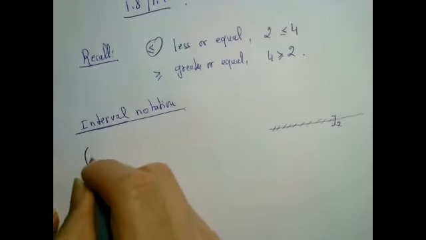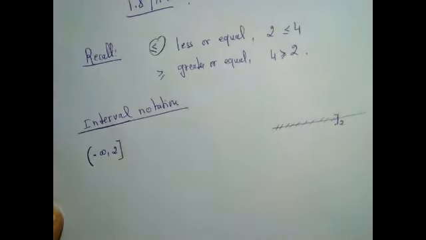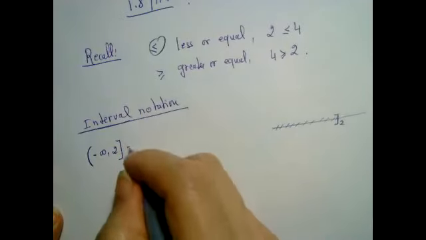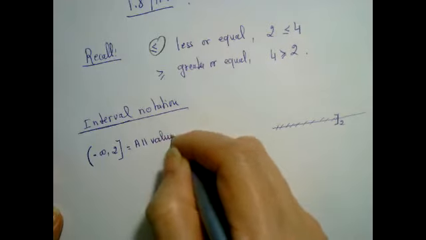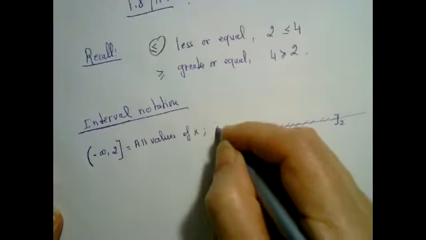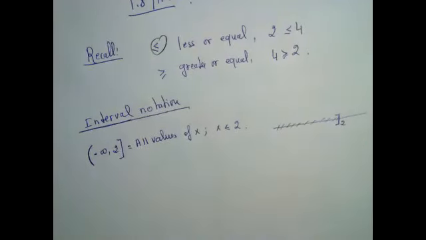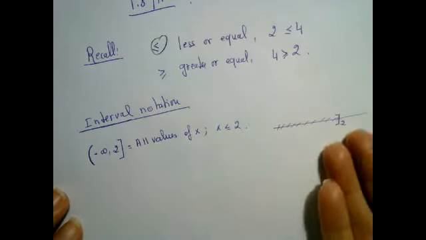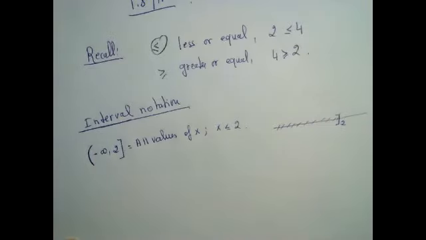So the following interval notation, minus infinity, 2, closed at 2. What does this mean? It means all values of x. So this notation represents all values of x that have the property that x is less or equal to 2. I'm using a number, but I could have used a symbol. So this interval notation means every number less or equal to 2.